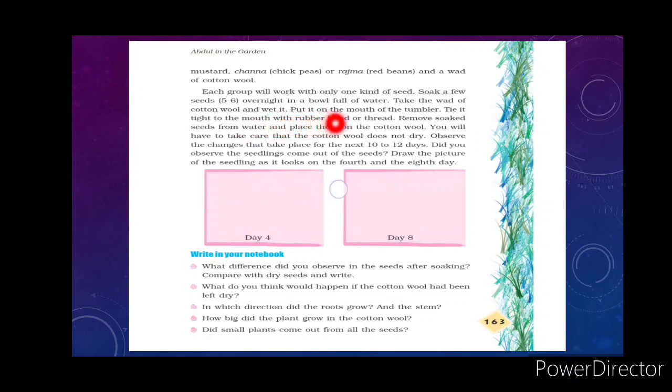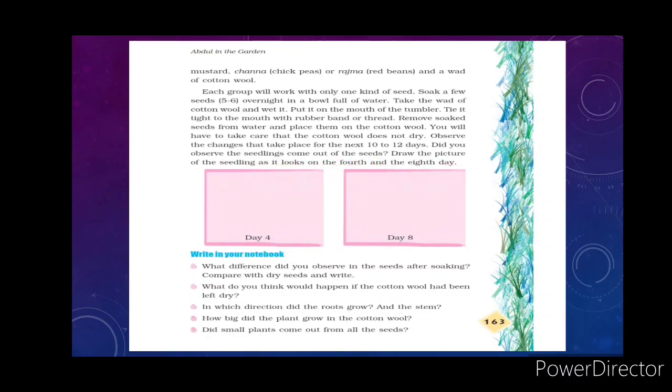Put it on the mouth of the tumbler and tie it tight to the mouth with a rubber band and thread. Remove soaked seeds from the water and place them on the cotton wool. You will have to take care that the cotton wool does not dry. Observe the changes that take place over the next 10 to 12 days. Did you observe the seedling come out of the seed? Draw a picture of the seedlings as they look on the 4th and the 8th day.